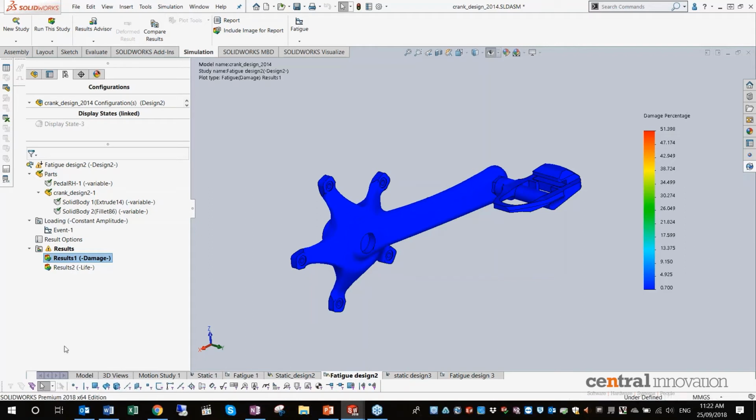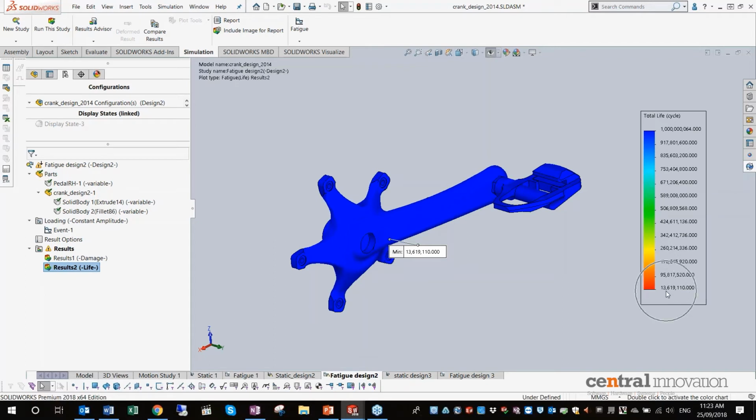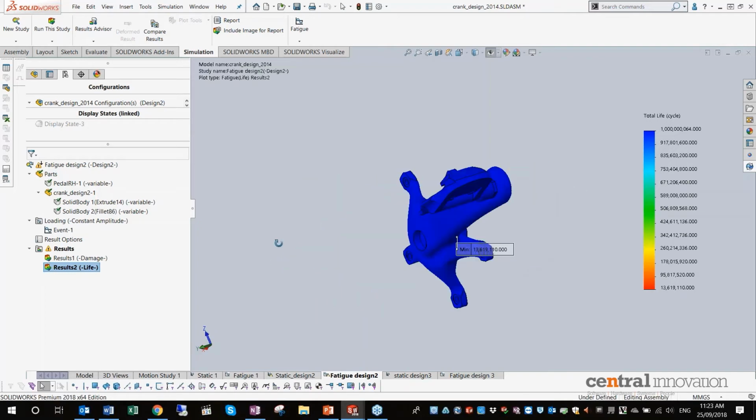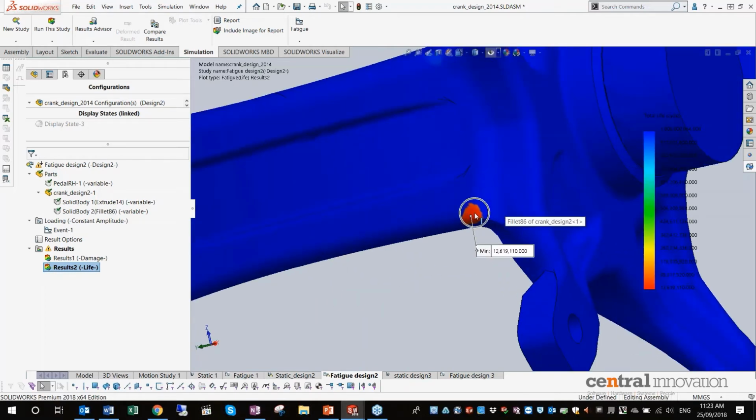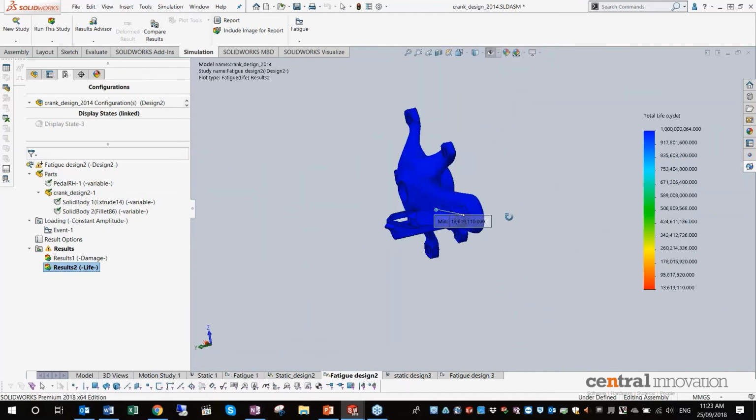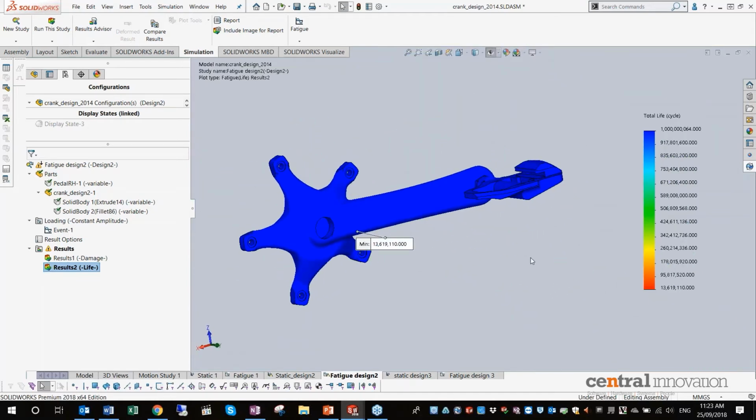If I have a look at the results for life, you can see the red area, the minimum number of cycles that this component can go through is 13.6 million cycles. So after 13.6 million cycles, this component is going to fail by fatigue in this area. So this design actually meets our requirements. It goes beyond 7 million cycles and it goes to 13.6 million cycles. So this is the design that I'm after.